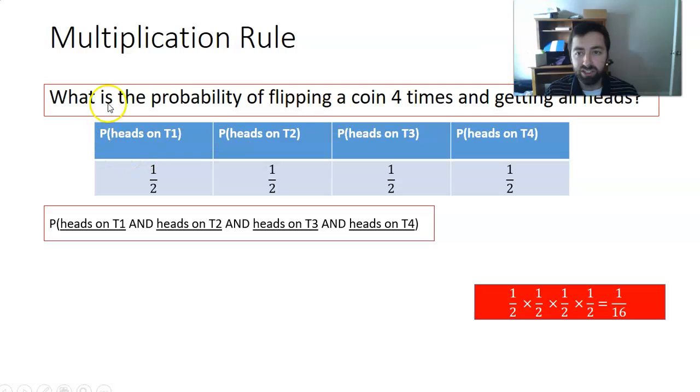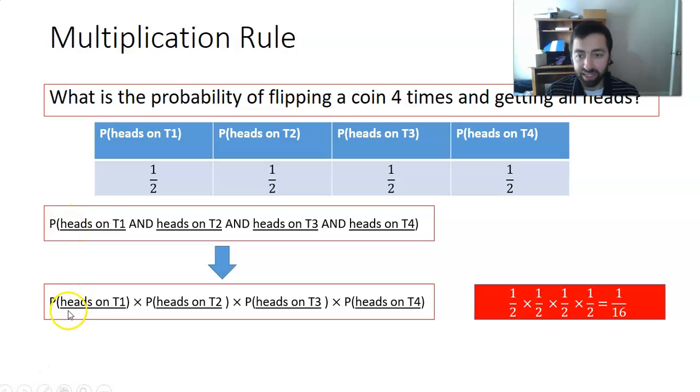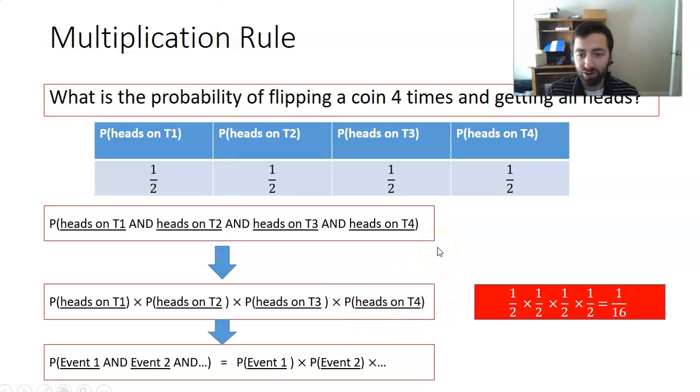Now, our original question, again, is what is the probability of flipping a coin 4 times and getting all heads, or getting heads 4 times in a row? That's the same thing as this question: what is the probability of getting heads on trial 1, and heads on trial 2, and heads on trial 3, and heads on trial 4? What is this big, massive probability? Well, it's going to be nothing other than the probability of getting heads on trial 1 times the probability of getting heads on trial 2 times the probability of getting heads on trial 3 times the probability of getting heads on trial 4. Or in other words, here's our general rule.